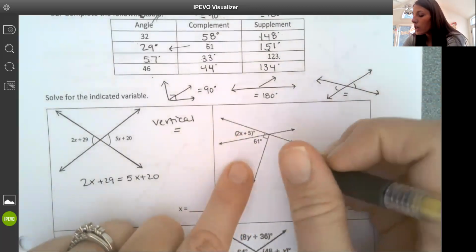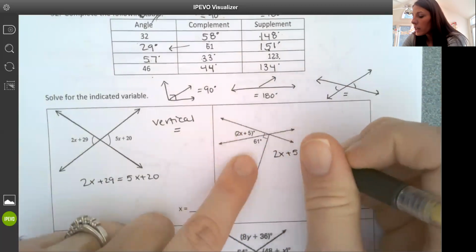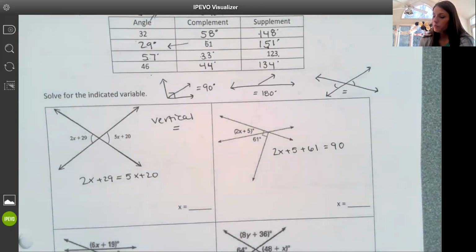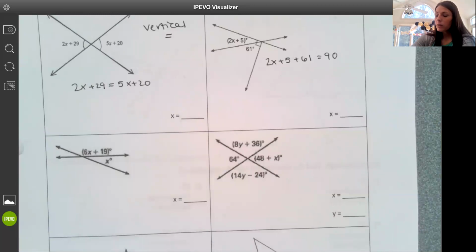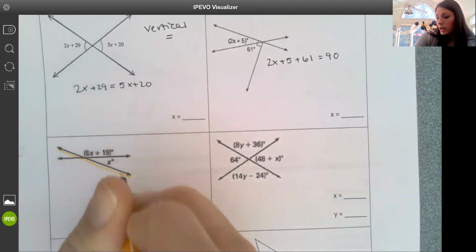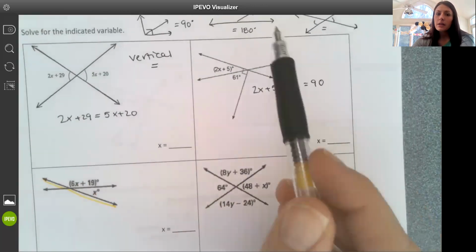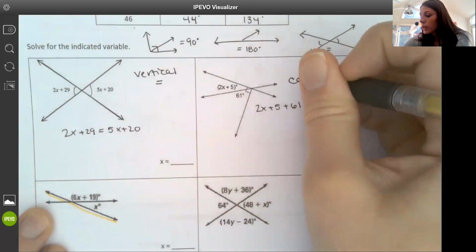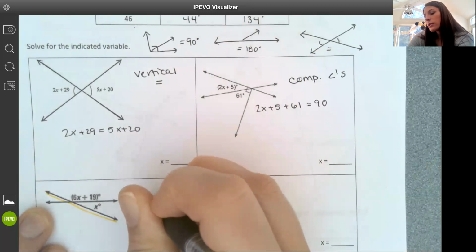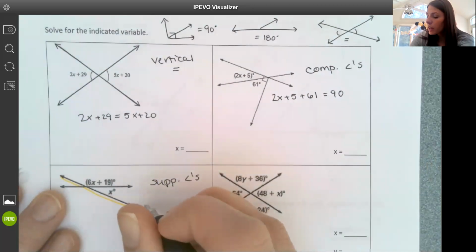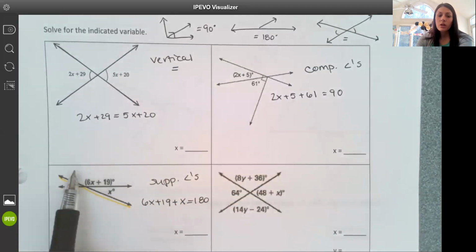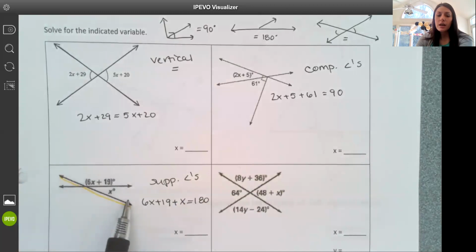Looking at the second example, it's a 90-degree angle. So my setup is that this part of the angle plus this part of the angle has to equal 90. And I solve for x from there. On our next example, these angles are creating a line. These are supplementary angles. So I know that 6x plus 19 plus x has to add up to 180. It's creating a line. This part plus this part has to add up to 180, and I'd solve from there.